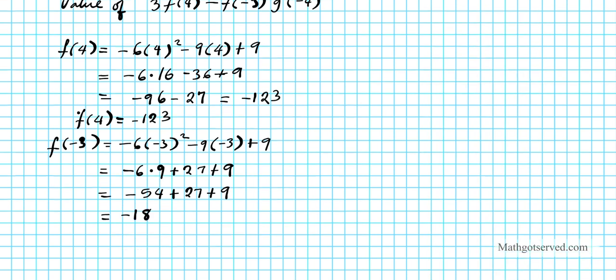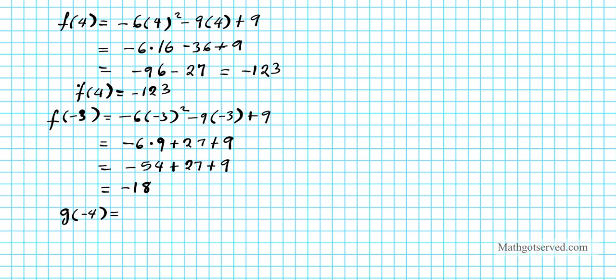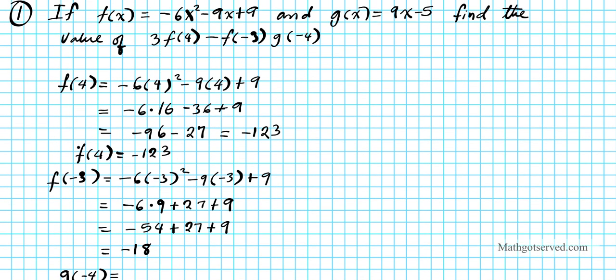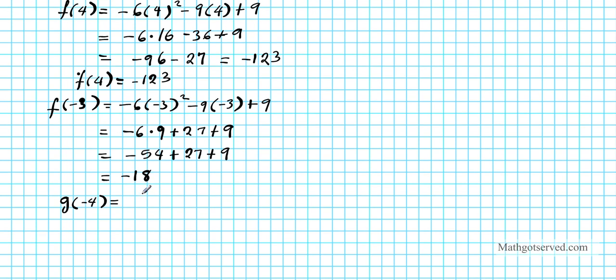All right, let's go ahead and look for the value of g of negative 4. This simply means that anywhere we have x's in g, which is 9x minus 5, we're going to plug in negative 4. Okay, so we're going to have 9 times negative 4 minus 5. Evaluating that, 9 times negative 4 is negative 36, minus 5, final answer is negative 41.